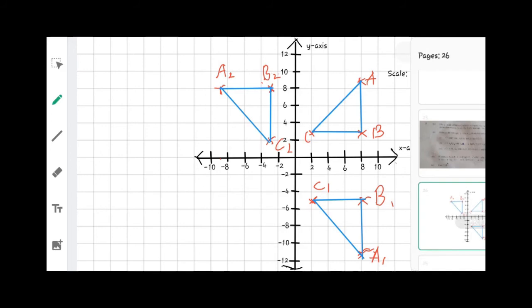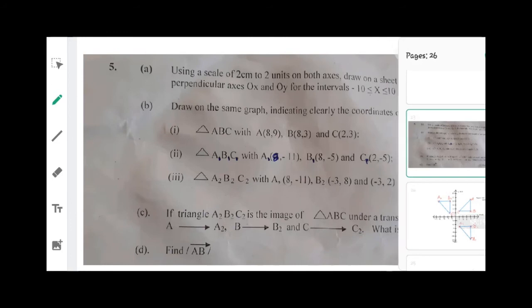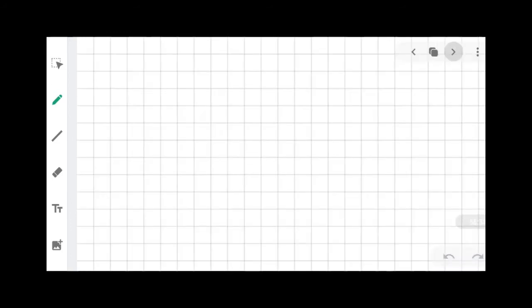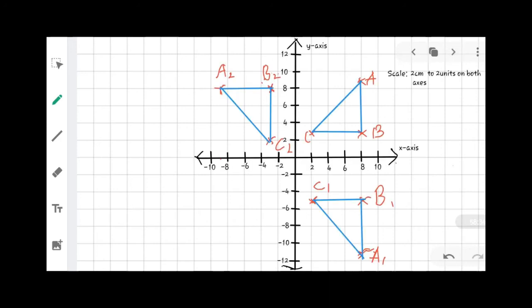Okay, so the question is, if triangle A2B2C2 is an image of triangle ABC under the transformation where A maps onto A2, B maps onto B2, and C maps onto C2, what is this transformation? Look at the image of A2B2C2. Can you tell me what transformation this is? Can you see that triangle ABC has been rotated to form A2B2C2? Yes, we are seeing a form of a rotation.